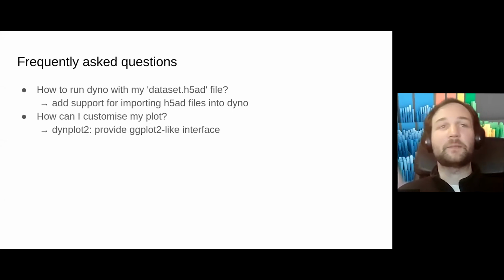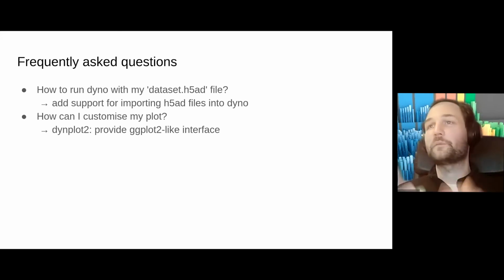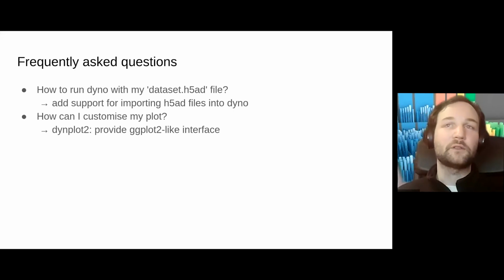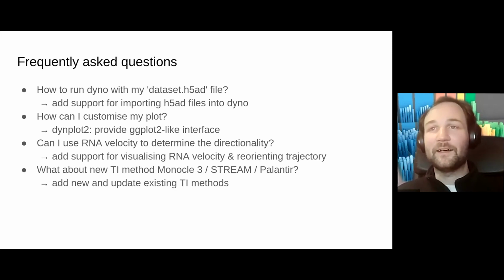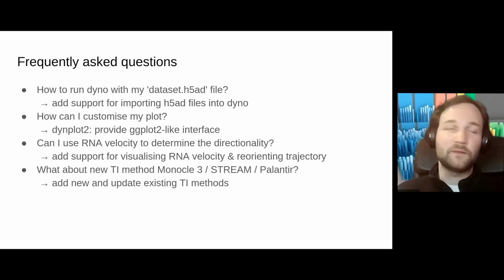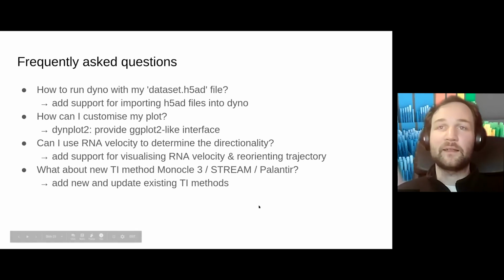How can I customize my plots? I mean, we have many different types of visualization, but the customization had to be done through parameters. So sometimes not all of the parameters were added if you wanted to change the font size of particular labels or something. So now we provide a more modular, customizable interface that uses ggplot2 to be able to add layers to your plots. Also, can I use RNA velocity to determine the directionality? This is something that we're working towards. Won't be showing today, but hopefully soon. And can more of these cool trajectory inference methods be added? Because they're not in the ecosystem right now. So also there, we're adding functionality for more and updated versions of particular trajectory inference methods.